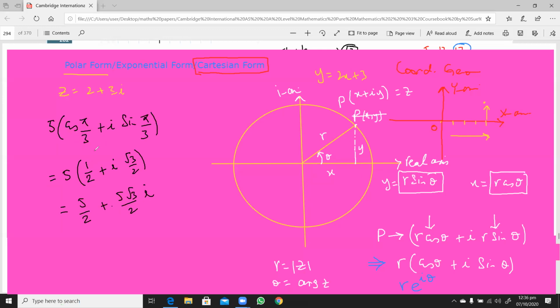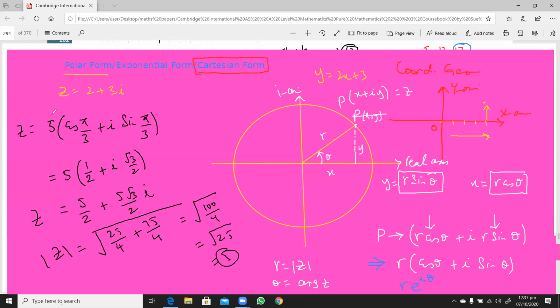Now, if you want to check this, this complex number's modulus should be 5. Let's check that. Suppose this is z. How do you find the modulus of z? 5 over 2 square is 25 over 4, and 5 under root 3 over 2 square is going to be 75 over 4. So that gives us 100 over 4, that is under root 25. So that is 5. You see that this 5 matches with this 5.